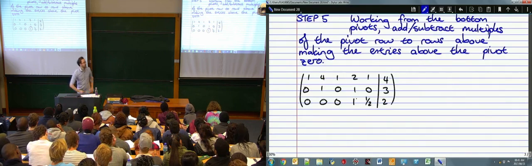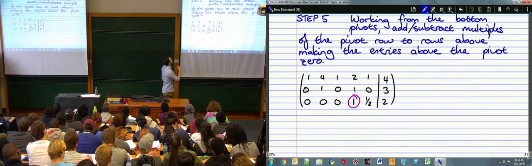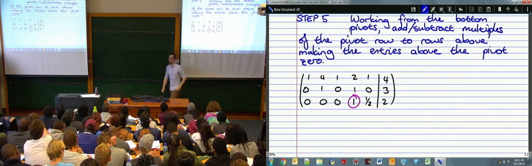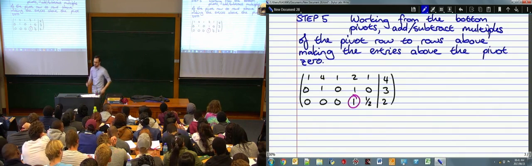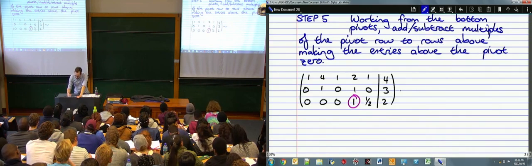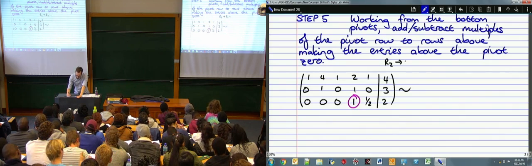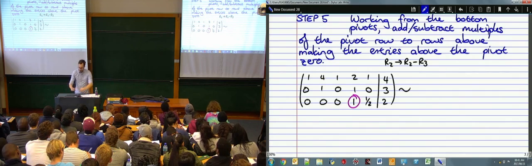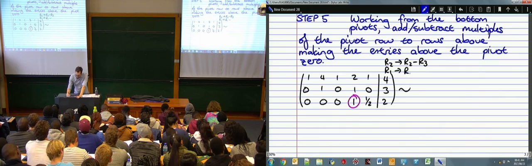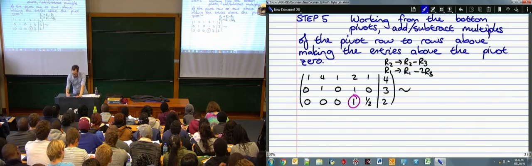Okay, so the bottom pivot, the bottom leftmost non-zero entry, is going to be this one over here. We're just going to make this entry and that entry, that's 2, equal to 0 by adding multiples of row 3 to row 2 and to row 1. So row 2 will be row 2 minus row 3. That will work. And row 1 will be row 1 minus 2 row 3.